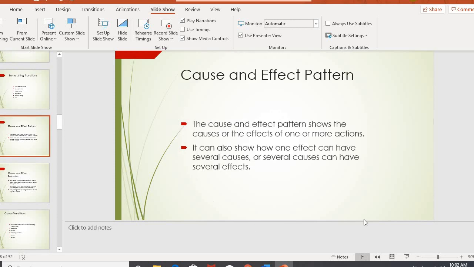The next pattern is cause and effect. And it shows you, if A happens, then B occurs. If X happens, then Y occurs.